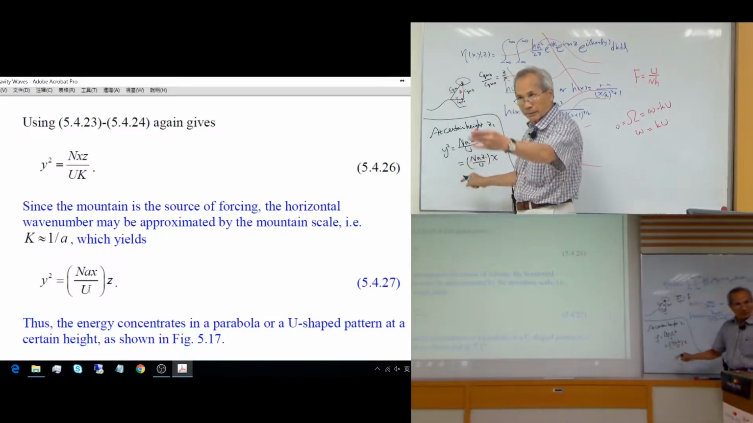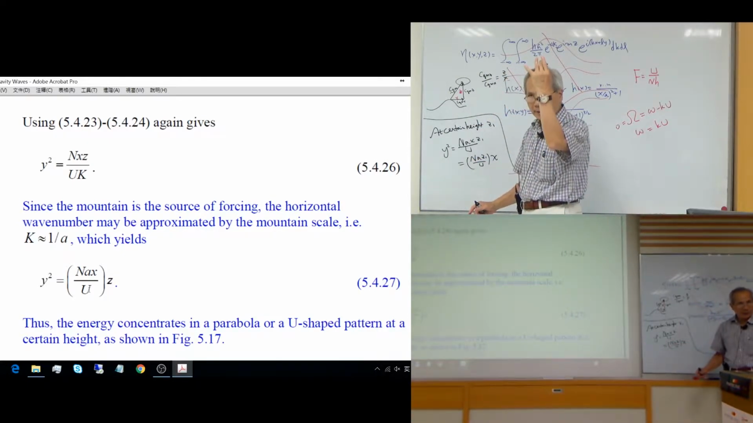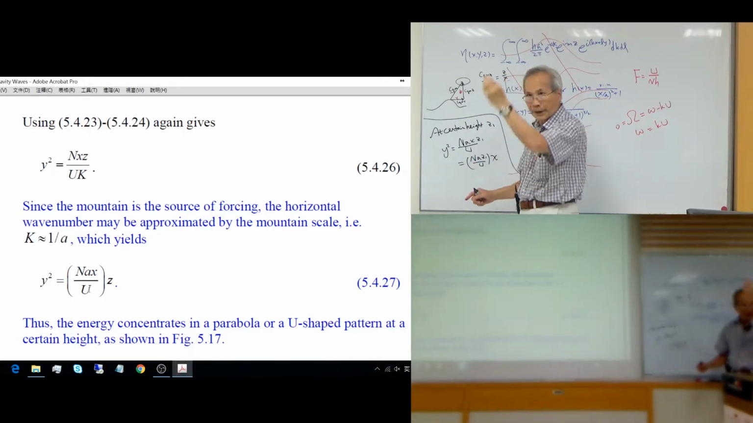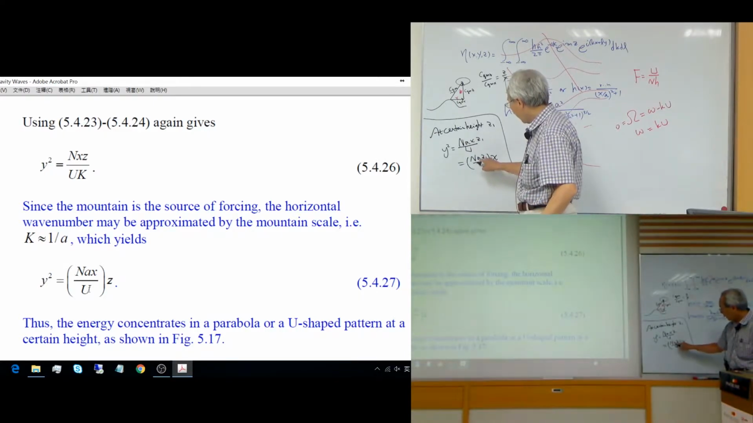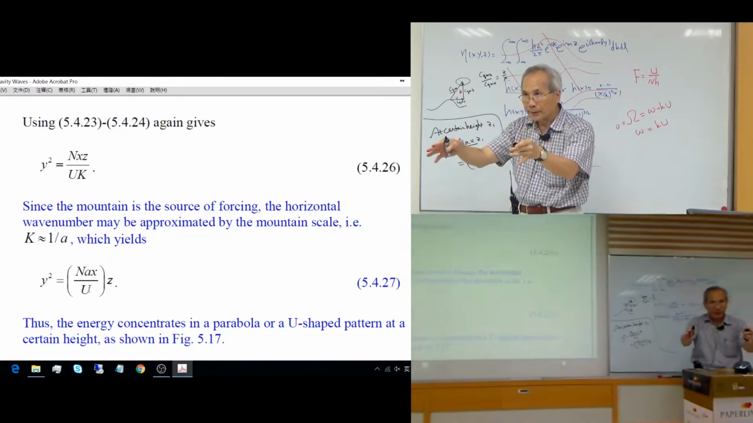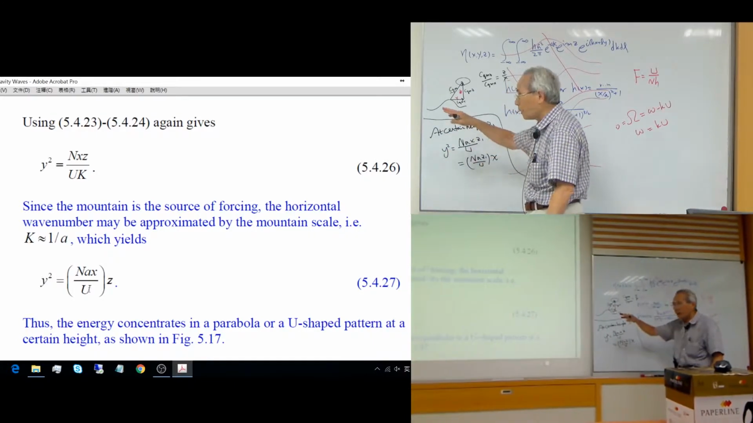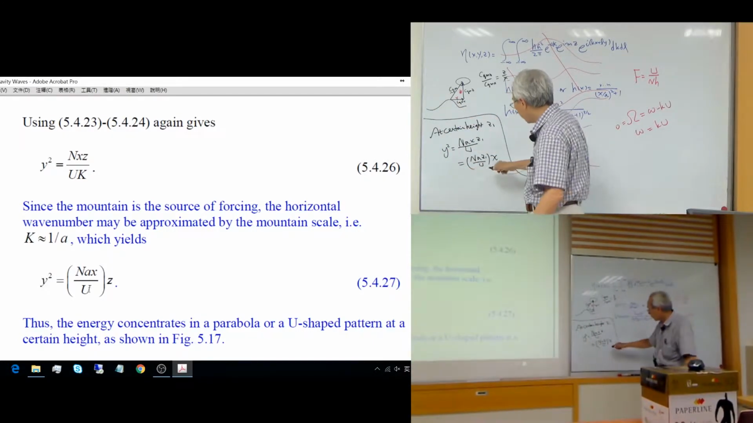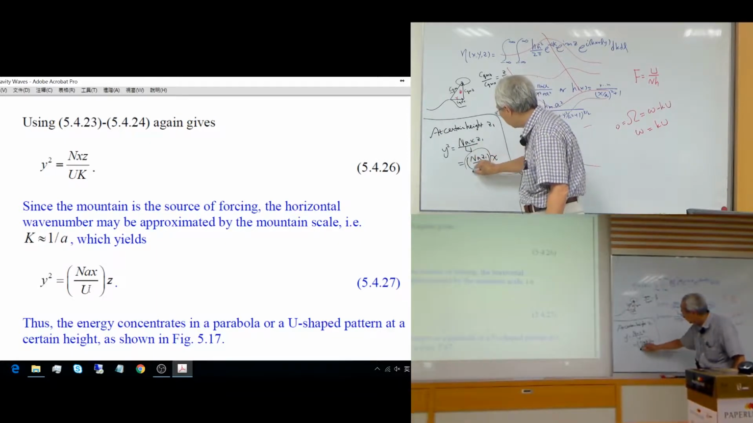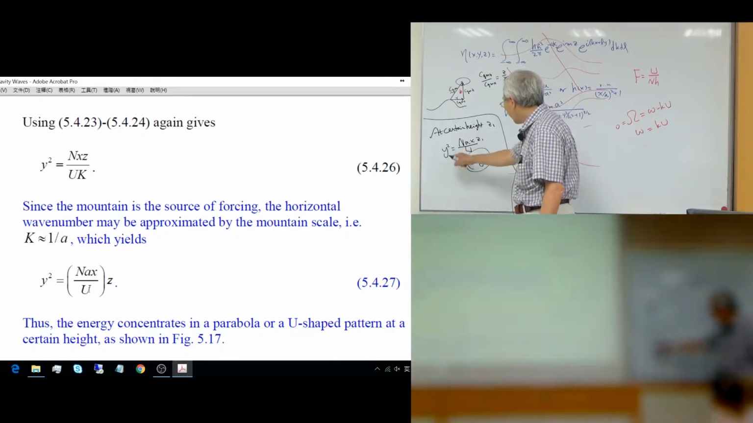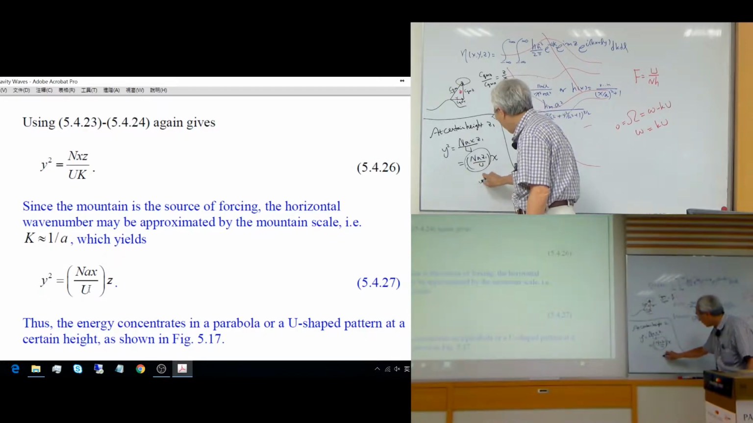So N, assume it's constant, with height too. A is the mountain half width, the mountain scale, also constant. And z1 now is a certain height, that's constant. So this is constant. So y squared equals, now y squared is simply alpha x. So what's this?